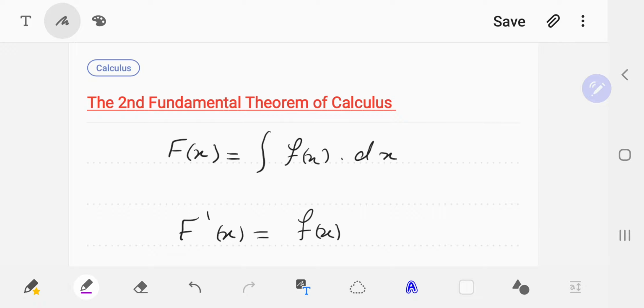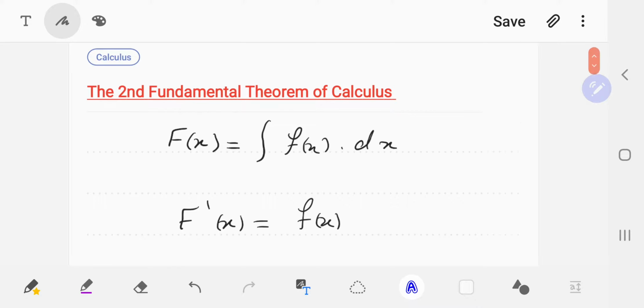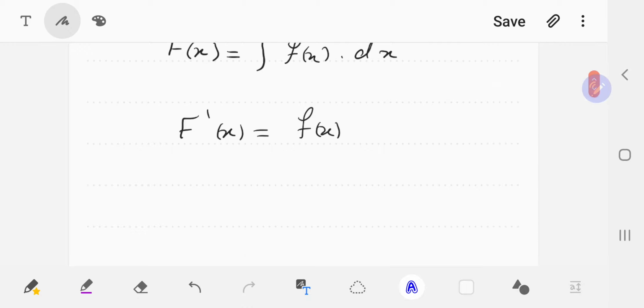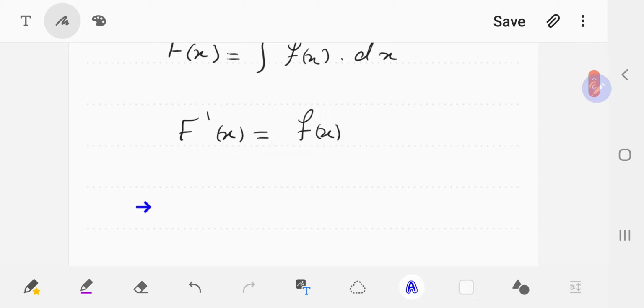Today I'm going to talk about the second fundamental theorem of calculus, and I will also remind you about the first fundamental theorem of calculus. Let's remember what we said about integration at the beginning. We said that integration of f of x dx is represented by capital F of x, and we said that if you differentiate the answer of integration, that should give you what's inside the integration, which is small f of x.